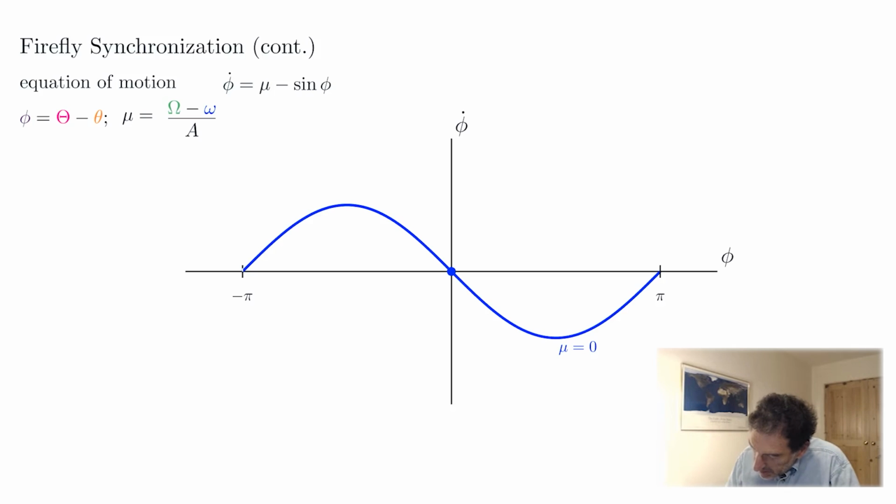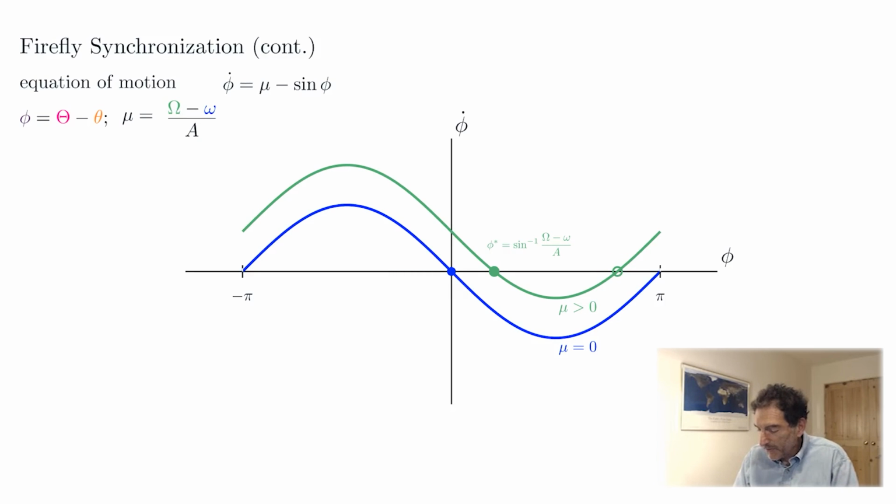Let's suppose that mu is positive. So for positive mu, all that happens is that we just shift the sine function slightly upwards. So here's the behavior for positive mu. And now we have two fixed points. There is a stable fixed point at some phi star, which is given by sine inverse of capital omega minus little omega over a. And then there's an unstable fixed point, which we're not going to worry about. But notice the behavior of this non-trivial fixed point. In this case, phi star is positive, which means that capital theta is larger than little theta, which means that there is a phase lag.